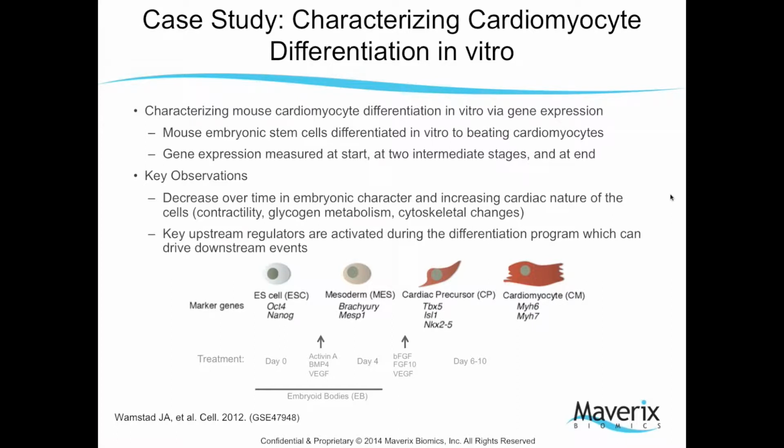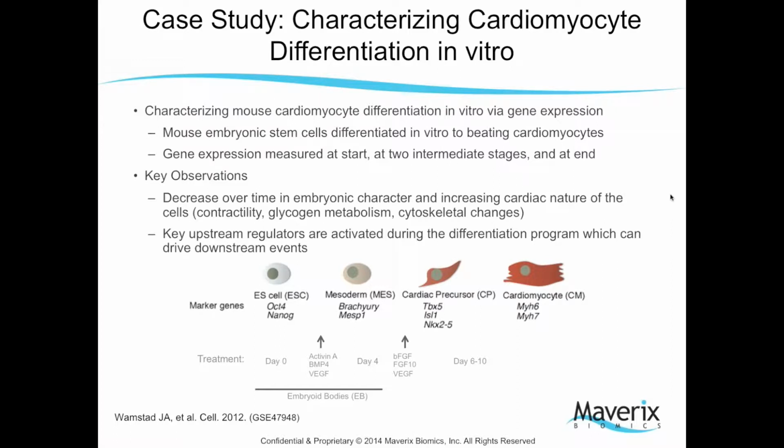Some of the key observations they noticed were a decrease over time in the embryonic character of the cells, increasing to the cardiac nature of the final cardiomyocytes. They also found some key upstream regulators that were activated during the differentiation process, which drive downstream events.